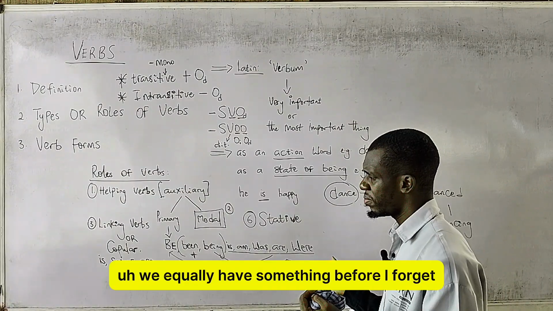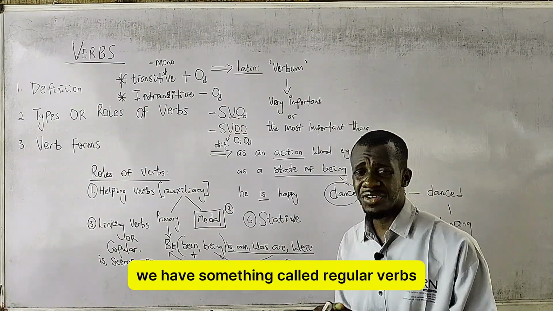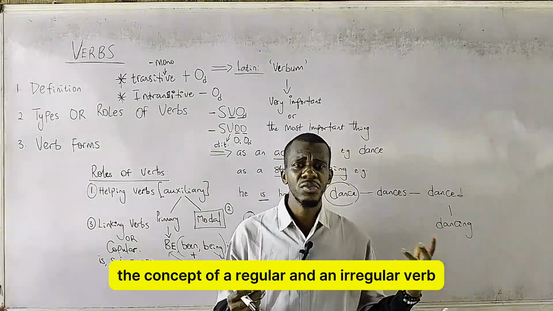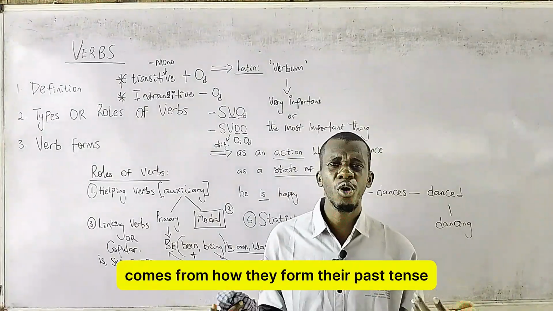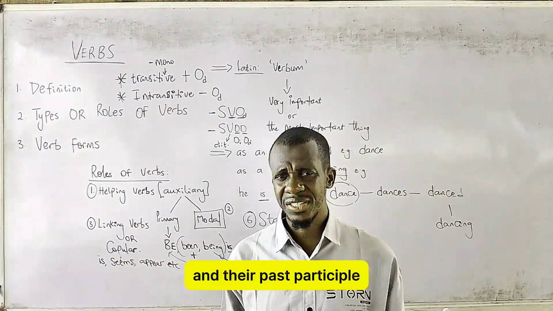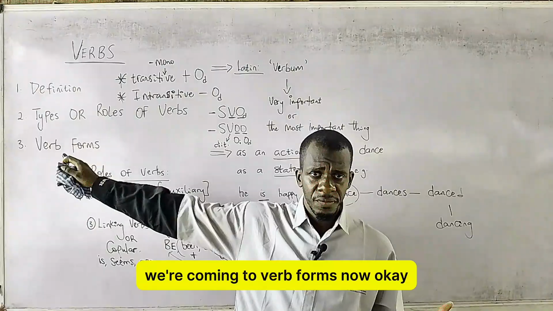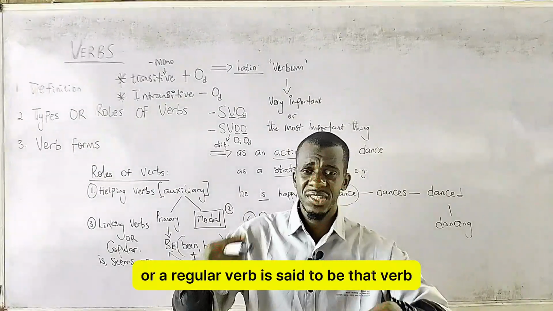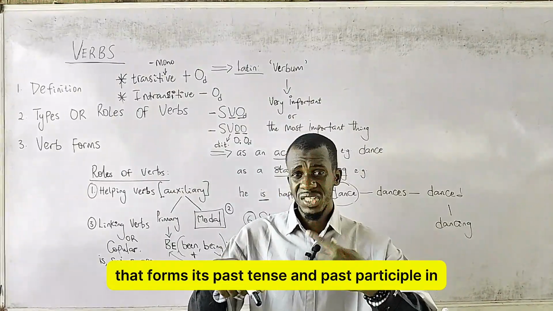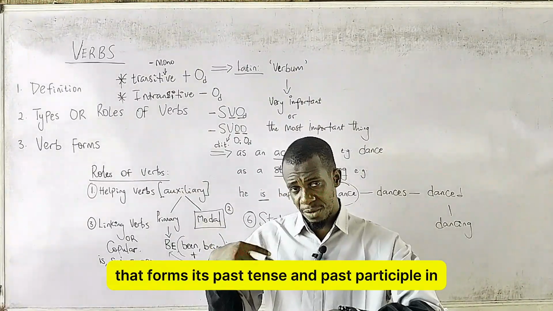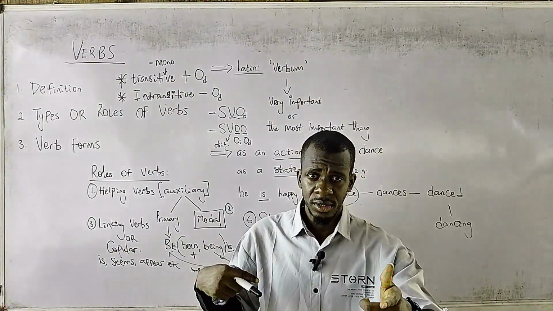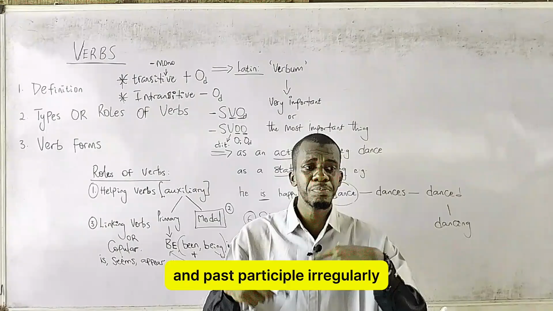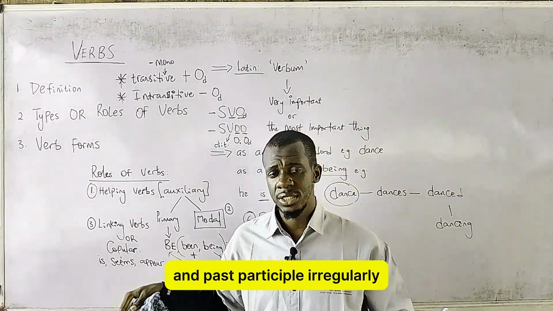We equally have something, before I forget, we have something called regular verbs and irregular verbs. Now, the concept of a regular and an irregular verb comes from how they form their past tense and their past participle. We're coming to verb forms now. Okay? A regular verb is that verb that forms its past tense and past participle in the regular way. Do you see that? While an irregular verb forms its past tense and past participle irregularly.